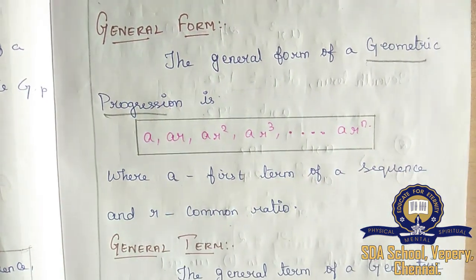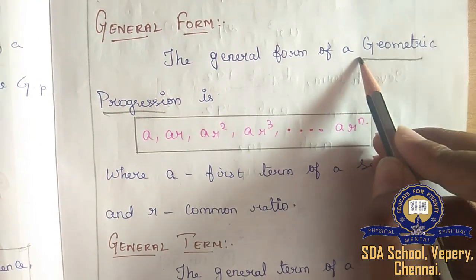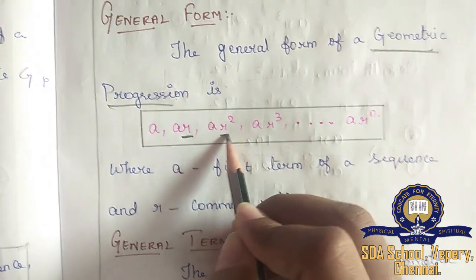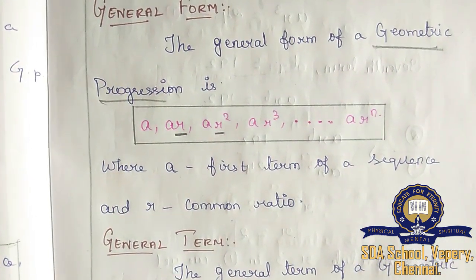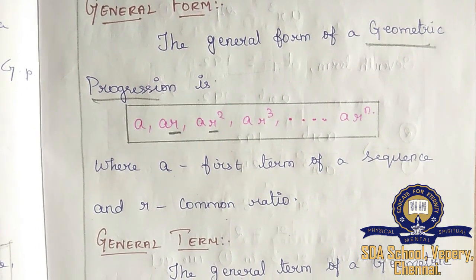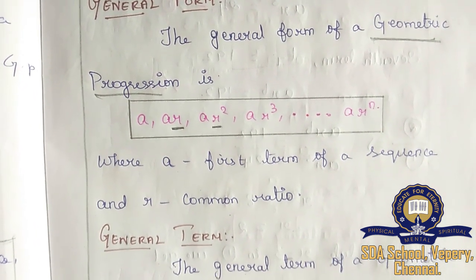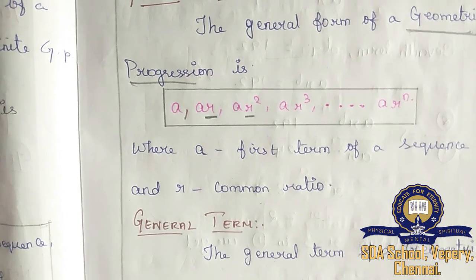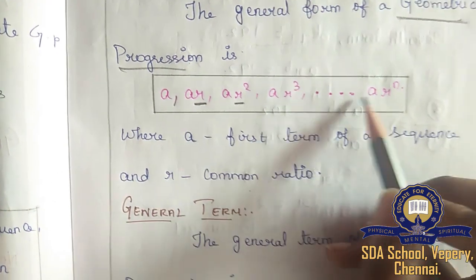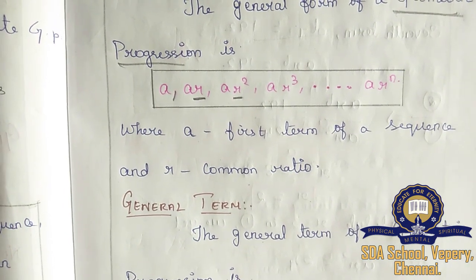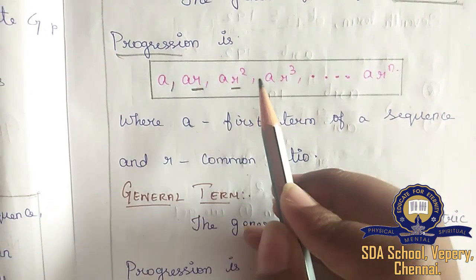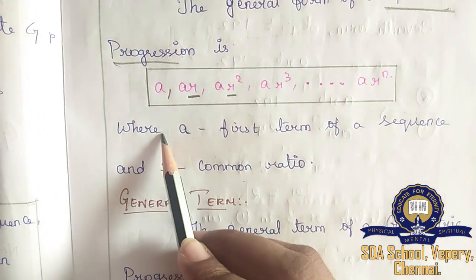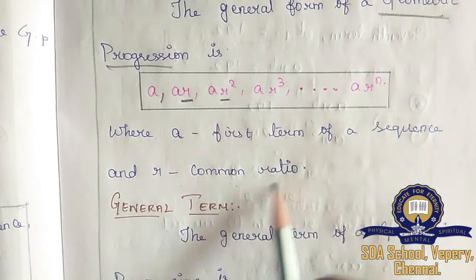So for the general form of geometric progression, wherever you find the word geometric, you have to be very careful about the common ratio. Okay, so r should be included. If it is arithmetic progression, you have to add d, that is the common difference. You have to be very clear about this difference. So the general form of the geometric progression is a, ar, ar square, ar cube, and so on, ar power n. Here you have to increase the order, that is the power of the common ratio. Here a is the first term of the sequence and r is the common ratio.